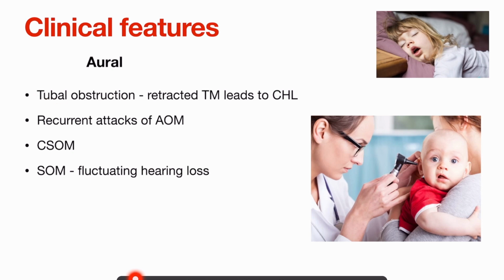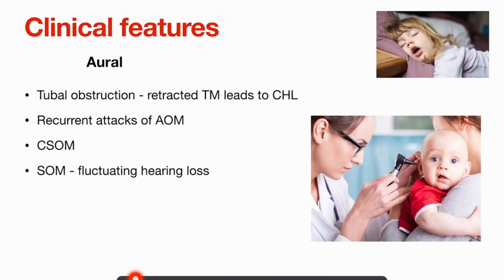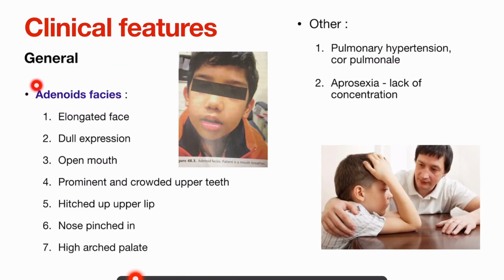There will be tubal obstruction, as we have seen in this photo, that the eustachian tube opening was blocked when there was adenoid hypertrophy. This tubal obstruction will lead to a retracted tympanic membrane, which will lead to conductive hearing loss. There can also be recurrent attacks of acute otitis media, chronic suppurative otitis media, and serous otitis media, which presents with fluctuating hearing loss. So these are all the features which can happen due to eustachian tube blockage, and these are all the oral clinical features. Now let us look at the general clinical features.